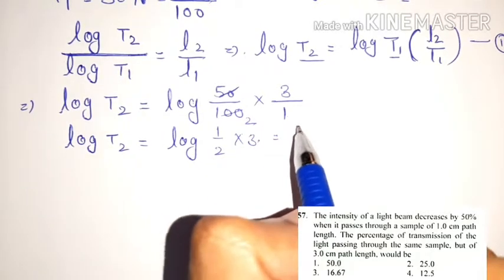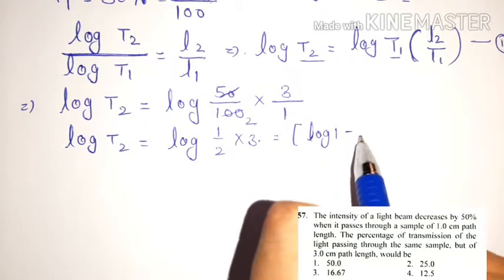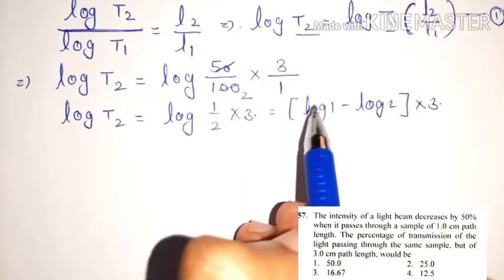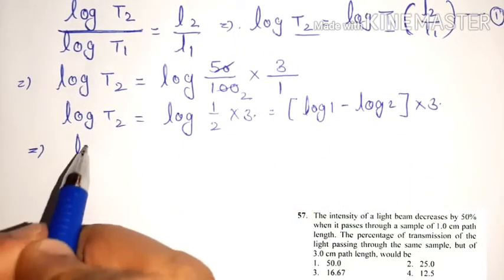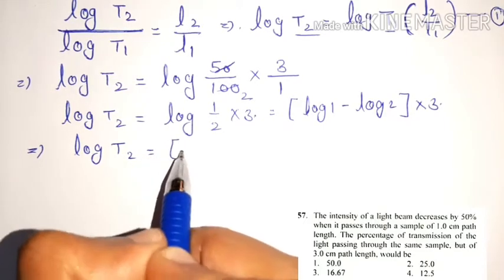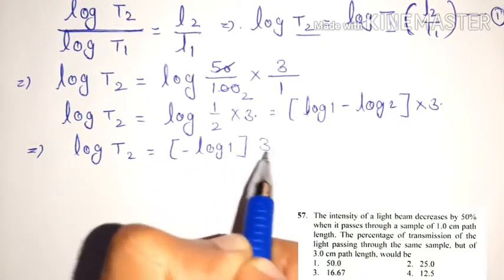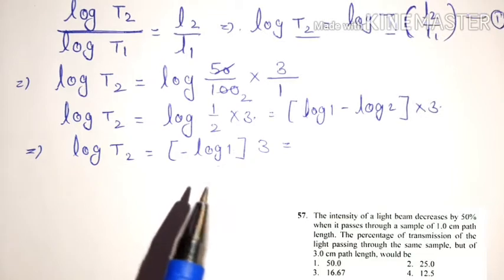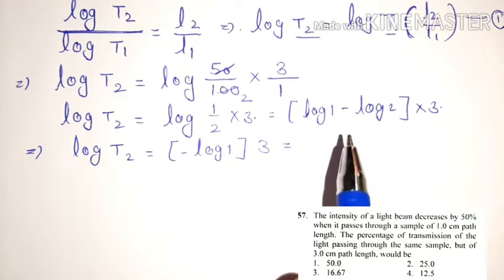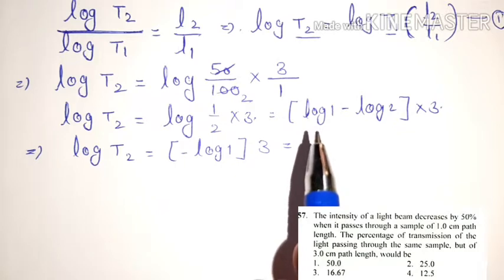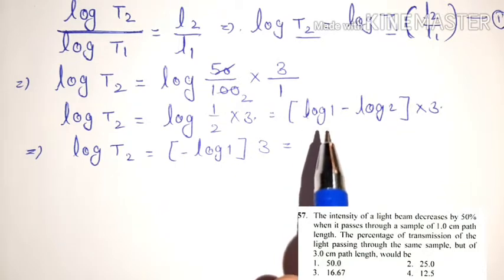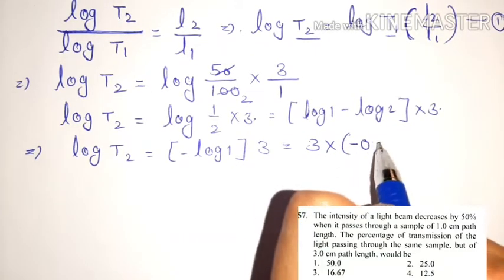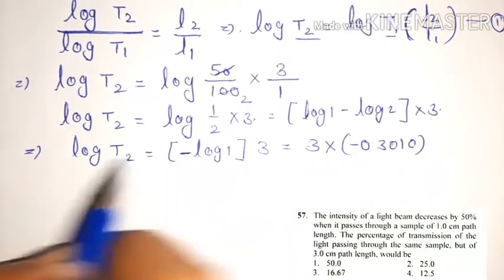Now we can write log 1 by 2 in the form of log 1 minus log 2. Understand? Into 3. Okay. Now this log 1 minus log 2 will become minus log 2. Okay. So log T2 is equal to minus log 2 multiplied by 3. And you know very well that the value of log 2 is 0.3010. It is very commonly used in your physical chemistry. Okay, the value of log 2 is 0.3010. So here the calculation is 3 multiplied by minus 0.3010, because it will be minus log 2.